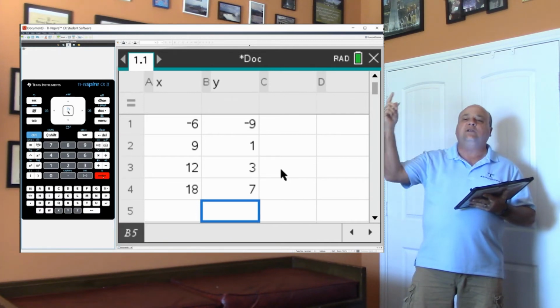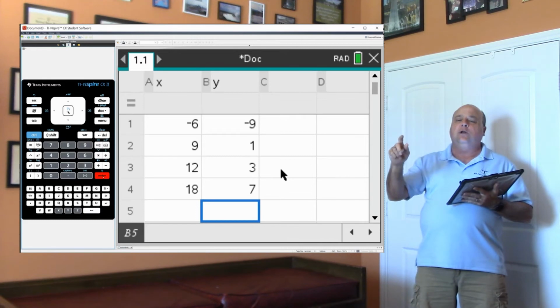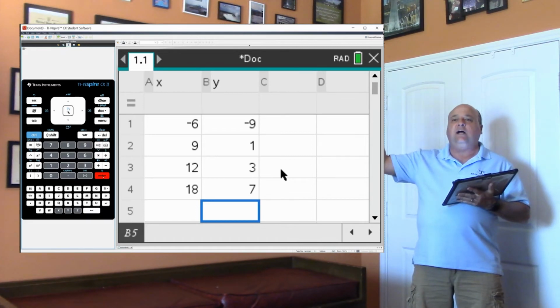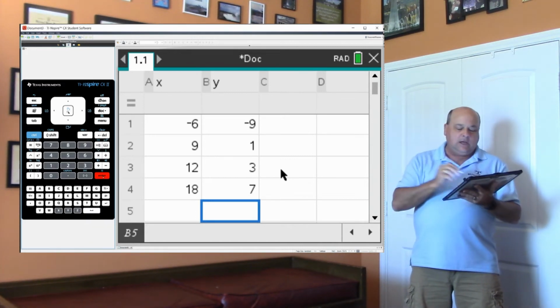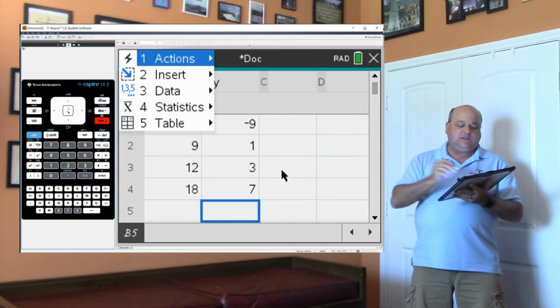So what we're going to do is turn that table into an mx plus b, and we're going to run what is called a linear regression. So we're about to do a linear regression on this, because this would be a row of dots that would form a line, okay? So hit Menu. Now we want to run statistics, so hit 4.